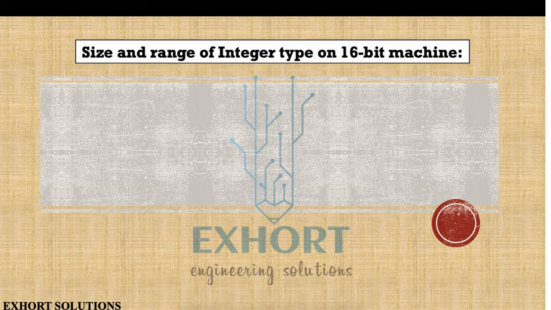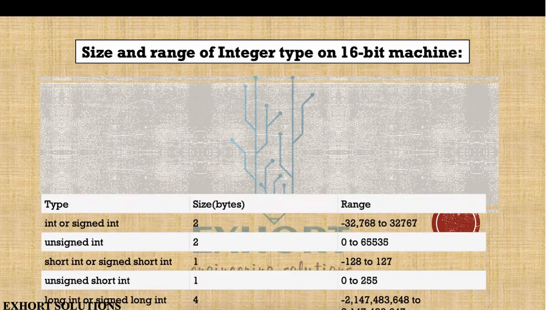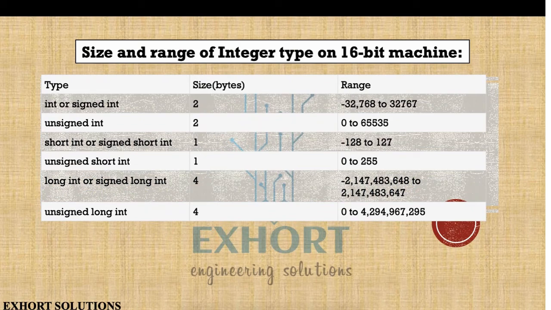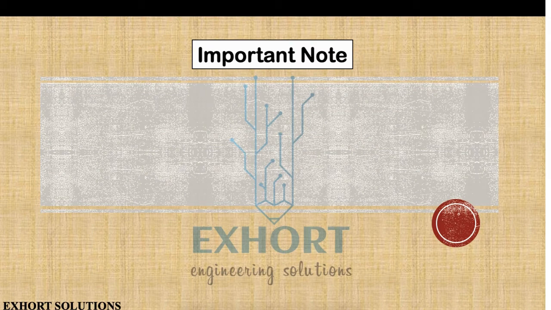Now this is the chart given for size and range of integer type on a 16-bit machine. Refer to this chart. If you have any doubt, you can contact on Telegram group as we have given the link in the description below.